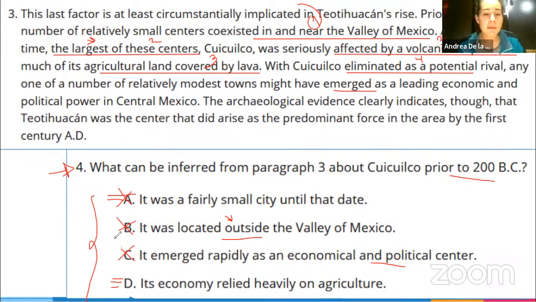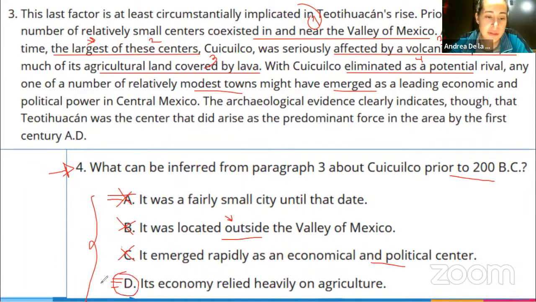Don't fall into the trap. Remember that it has to make sense and you need to have evidence. Right now we don't know anything about whether Huicuilco emerged rapidly or not before 200 BC. So there's nothing to say that, right? This is about something else. This is about other towns. It isn't about Huicuilco. We don't know. We have no idea whether they emerged rapidly or not before 200 BC. So we cannot say that.